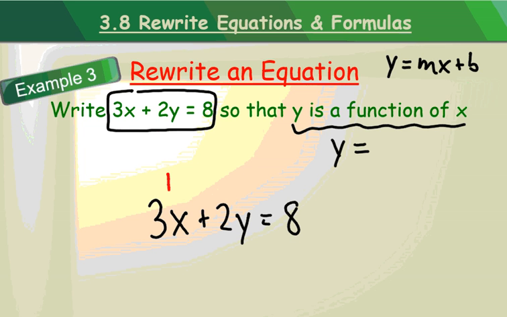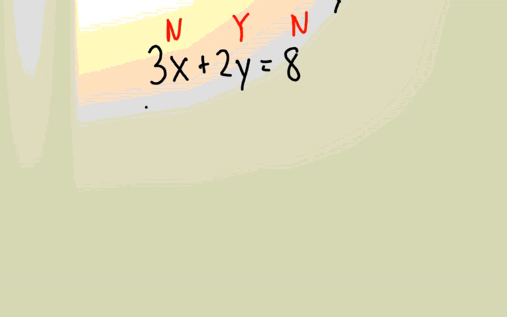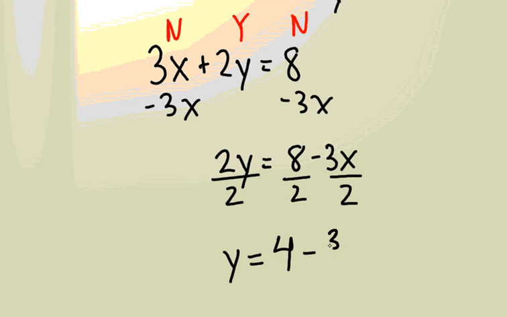So I have a not y term, a y term, and a not y term. I need to get my not y terms to the same side because there's no simplifying to be done. So I subtract 3x. I'm then left with 2y equals 8 minus 3x. And then my last step is to divide everything by 2. Divide by 2, divide by 2, divide by 2. I'm left with y equals 8 divided by 2 is 4. I can't divide 3 by 2. You could use 1.5, but instead I'm just going to write it as 3 over 2, 3 halves, x.